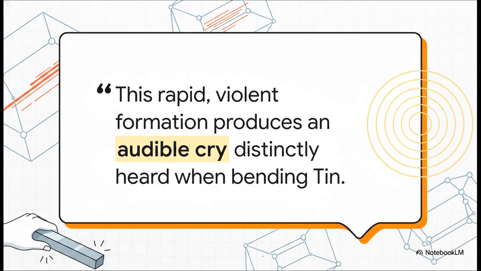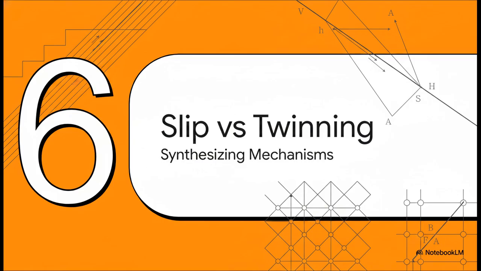And when I say violent, I mean that literally. Deformation twins propagate at just immense velocities, sometimes approaching the speed of sound inside the material itself. Because it happens so incredibly fast, the material literally screams. It produces an audible cry. The most famous example of this is the tin cry. It's this distinct cracking, tearing sound you can actually hear with your own ears, just by bending a piece of polycrystalline tin. That sound, that is millions of atoms violently twinning all at once. It's wild.